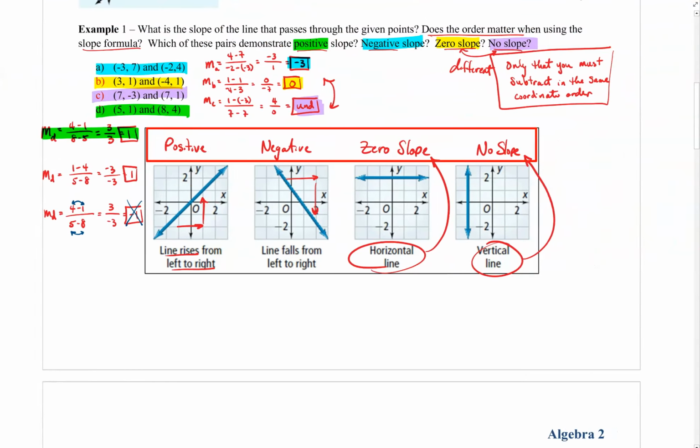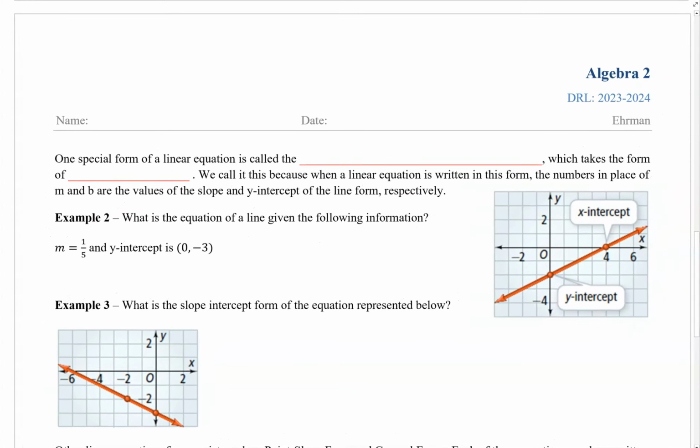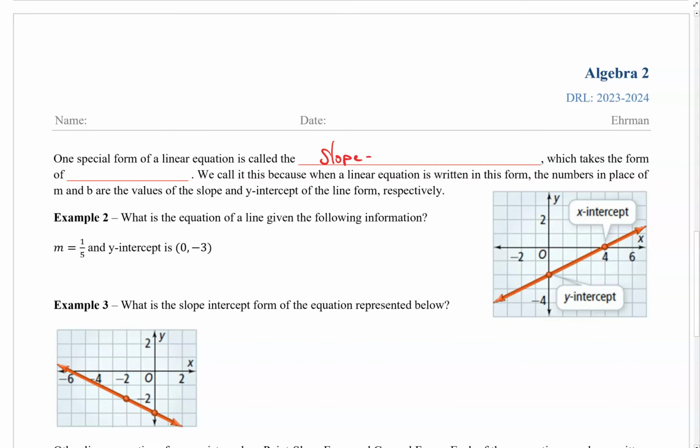Now we've talked about the slope of lines. Let's talk about an equation, a way that we can represent an entire line with a linear equation. There are several different linear equations that we will learn about, and one of them we will call the slope-intercept form. We call this the slope-intercept form because within the format we can actually identify the slope and the y-intercept of the graph. The numbers that we put in place of an m and b value are indeed the slope and the y-intercept. So the format looks like this: y equals m times x plus b.